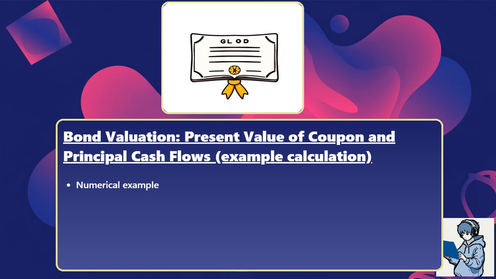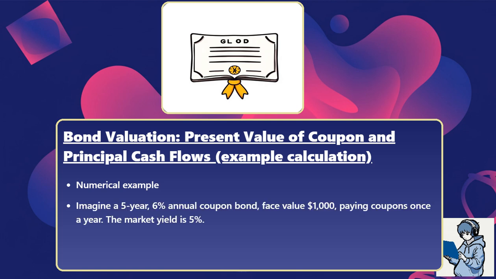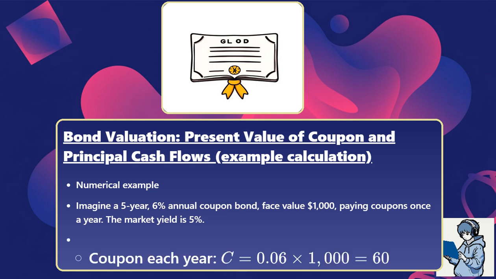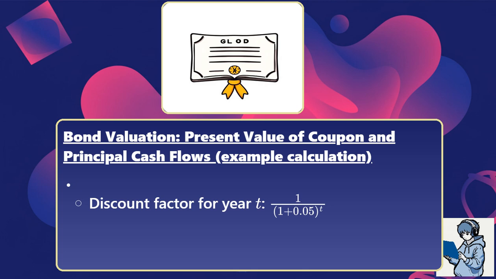Numerical example. Imagine a 5-year, 6% annual coupon bond, face value $1,000, paying coupons once a year. The market yield is 5%. Coupon each year, C equals 0.06 times 1,000, which equals 60. Discount factor for year T, 1 divided by 1.05 to the T.